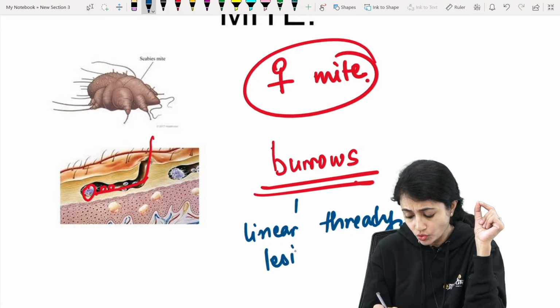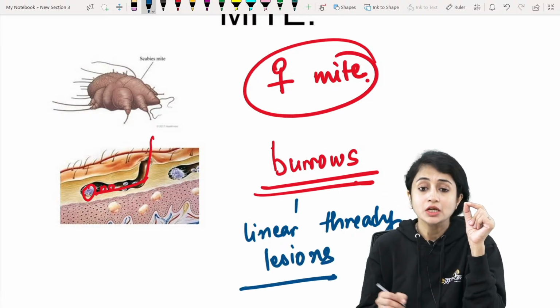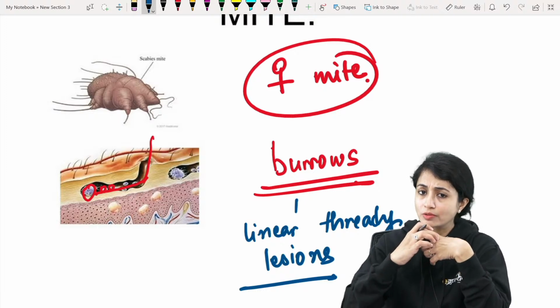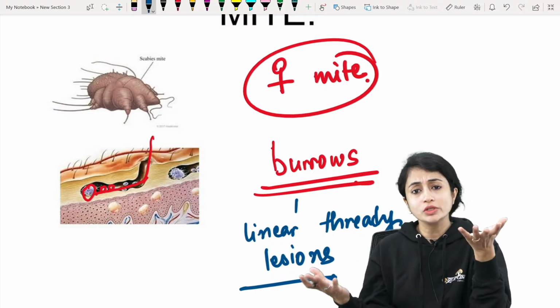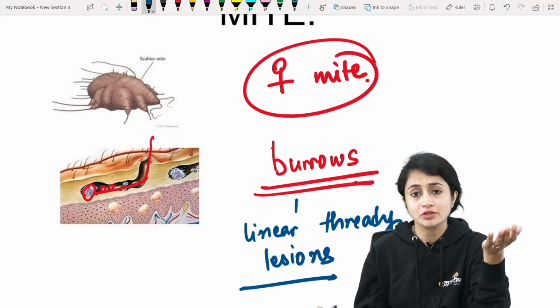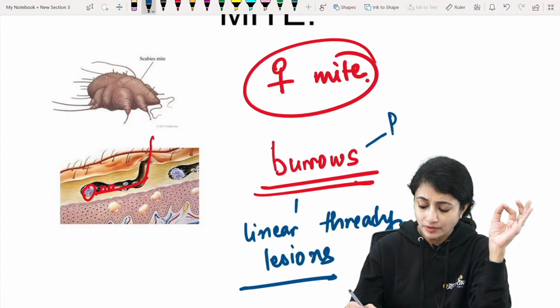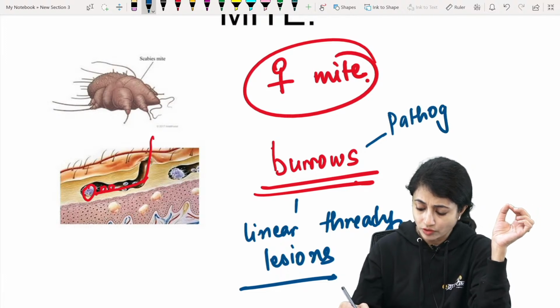Now what happens? Scabies is usually associated with a lot of itching. So by the time the patient comes to you, you may not be able to see the burrow because the patient would have scratched, and so it's only sometimes that you see these linear thready lesions. However, if you see them, this is a pathognomonic lesion of scabies.